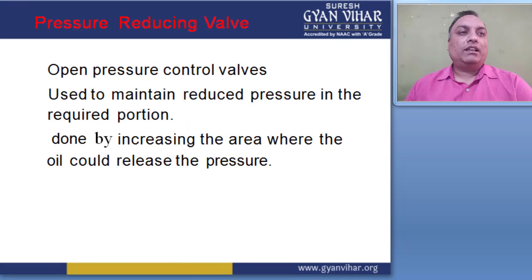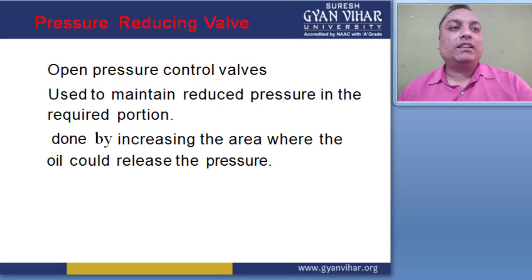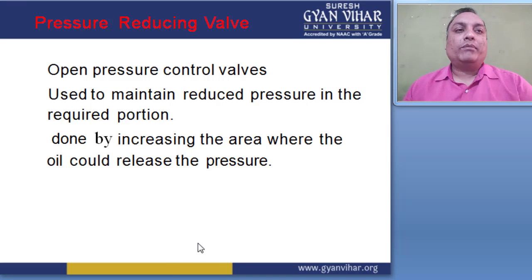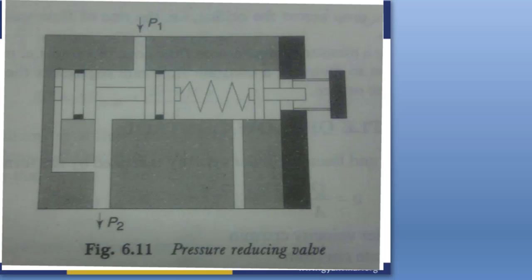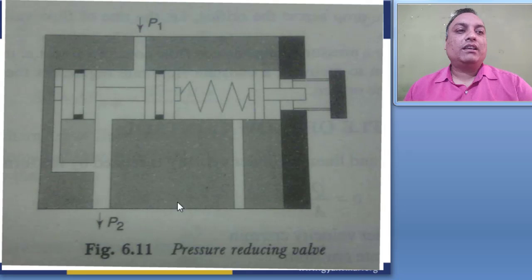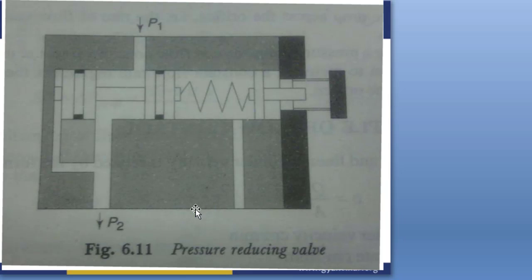This is the pressure reducing valve. These pressure control valves are used to maintain reduced pressure in the required portion, and it is done by increasing the area where the oil can release the pressure. This is the figure of one type of pressure reducing valve, and this is spring operated, right?